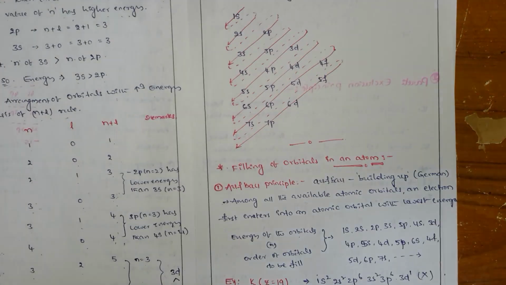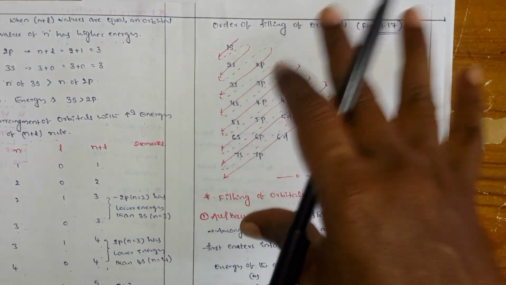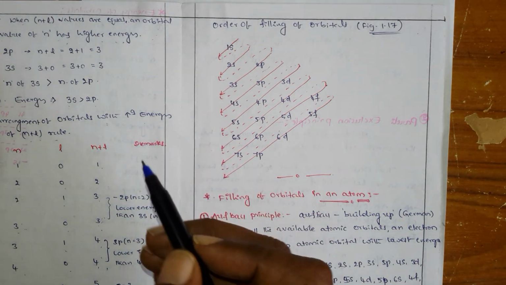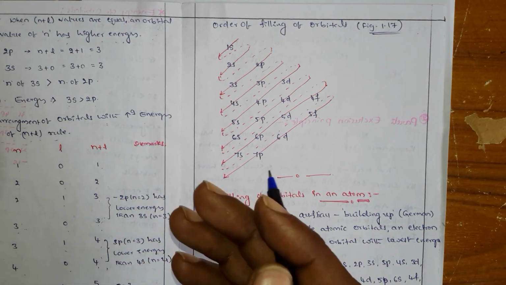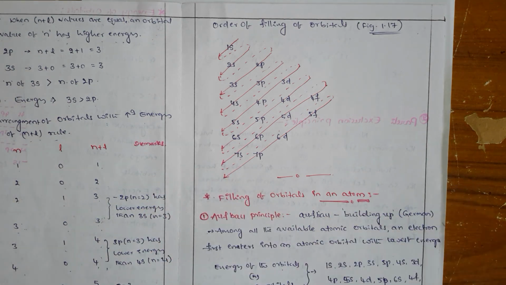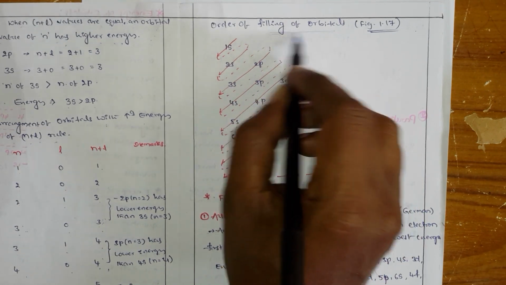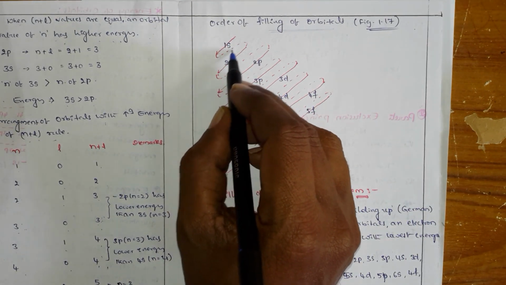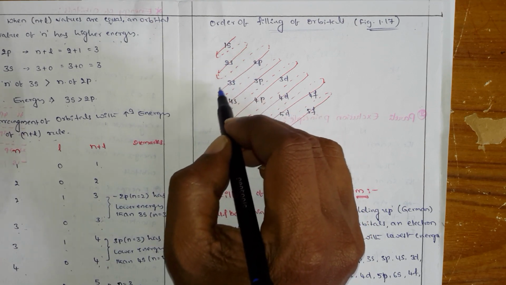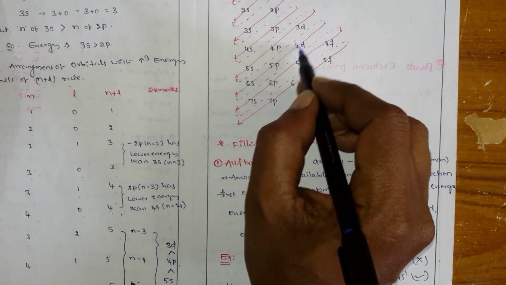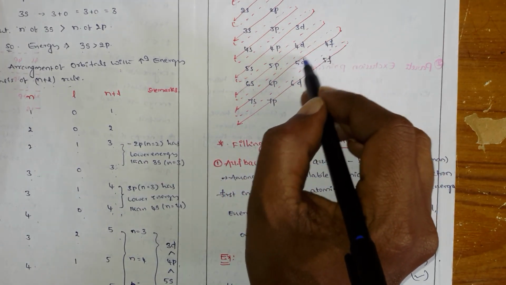Yes, this is all about the energy order. Why this energy order is important is because of electron filling, you know that. Next we can see the filling of orbitals. The electron first fills the lower energy level, then the higher, then the higher. So the order of filling of orbitals is: first 1s, next 2s, then 2p, 3s, then 3p, 4s, then 3d, 4p, 5s, then 4d, 5p, 6s, and so on.